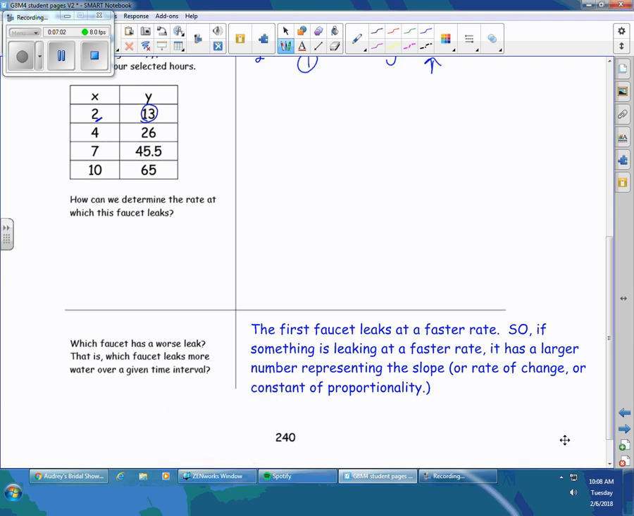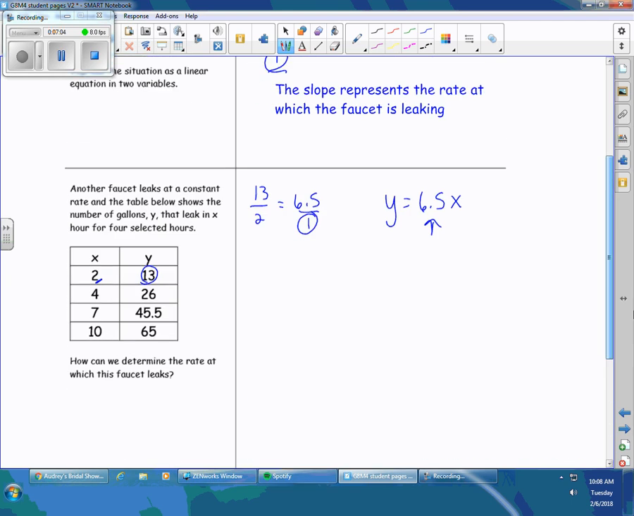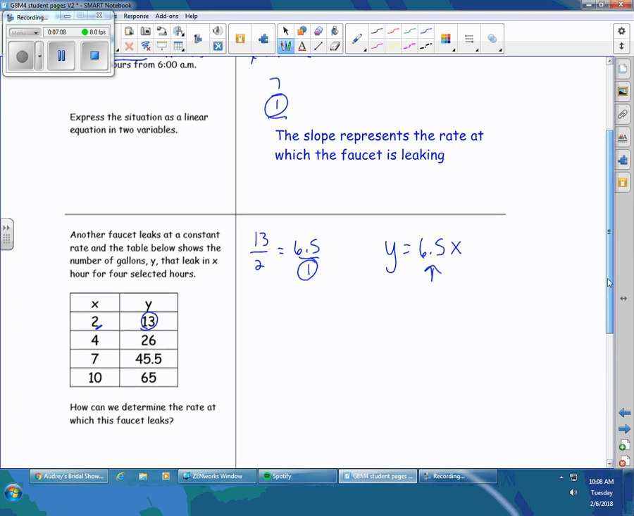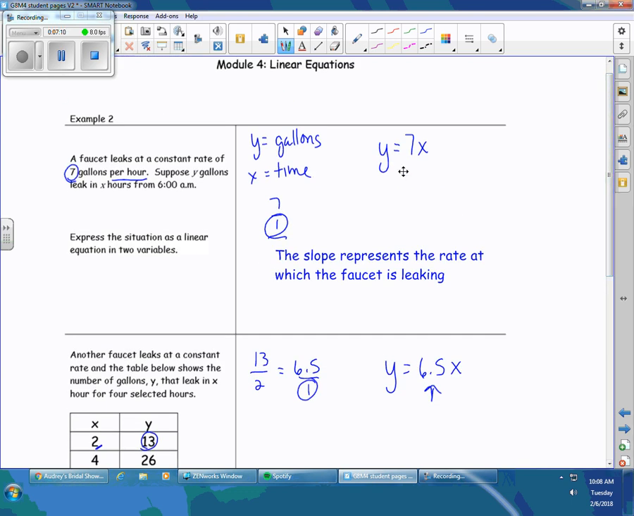Okay. So the key is, however our data is being represented to us, whether it's in a table or in words, we're going to create an equation and we're going to compare the slopes.